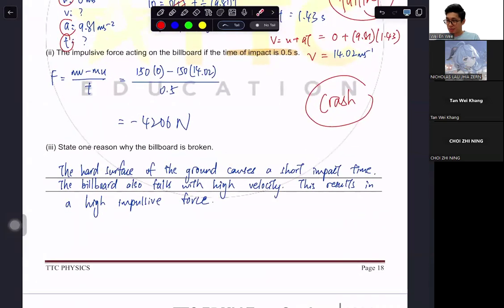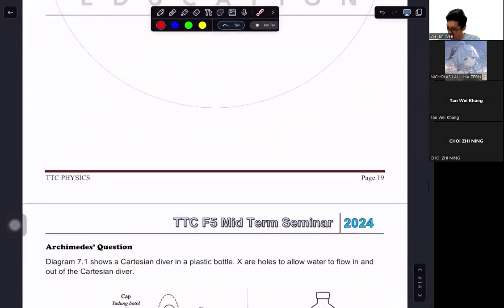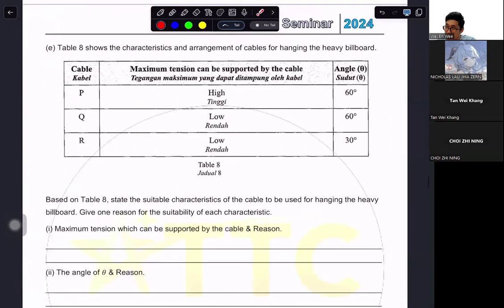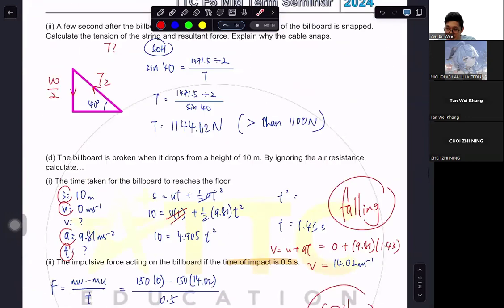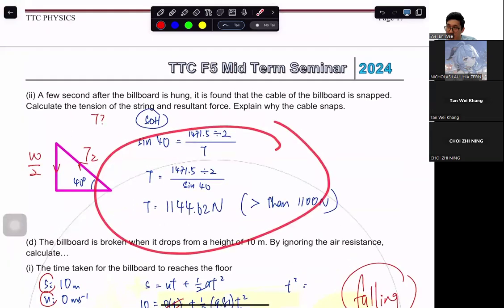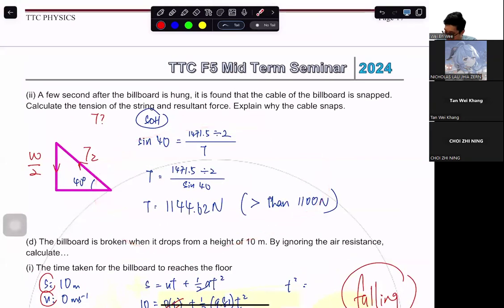Okay, so this one also is an essay question. Later you can just read through the answer. But in general, let me just tell you, the bigger the angle, the lesser the tension. You just check back from here, in this part. You try using sine 60 instead of sine 40. You realize that your tension will be smaller.